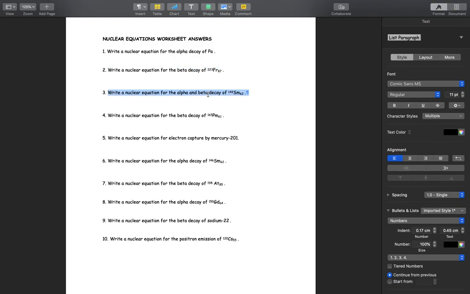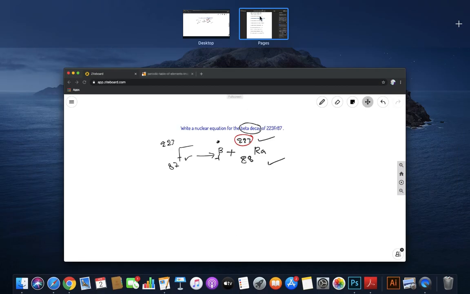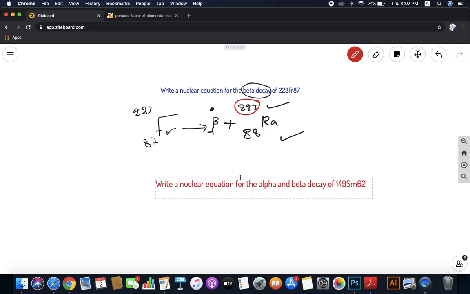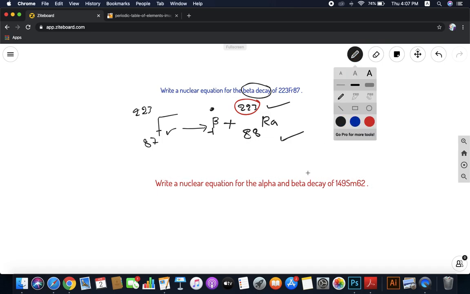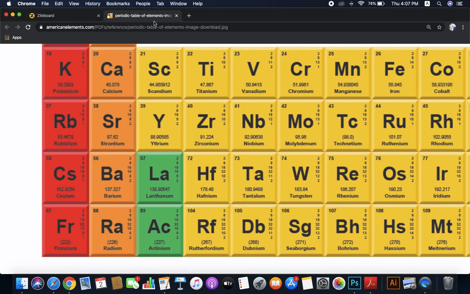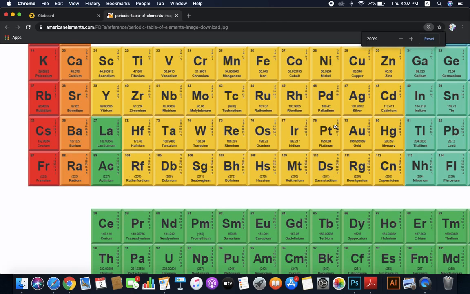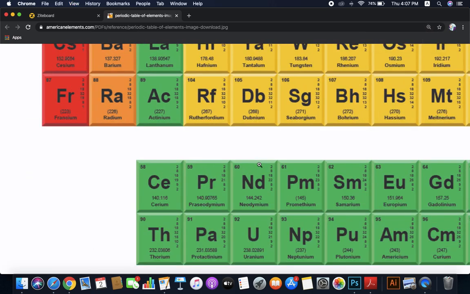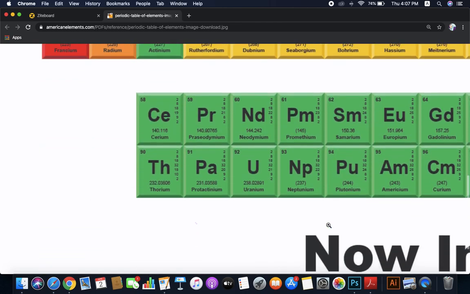Okay, here we have alpha and beta. A nuclear equation for alpha and beta decay. So we have here two types of decays in the same question. For Sm, those numbers, where's Sm? Let's check it. This is samarium, this one, 62-150.